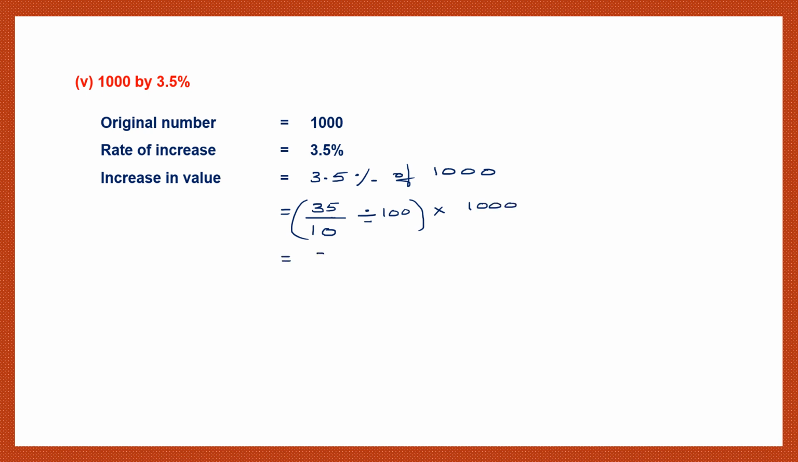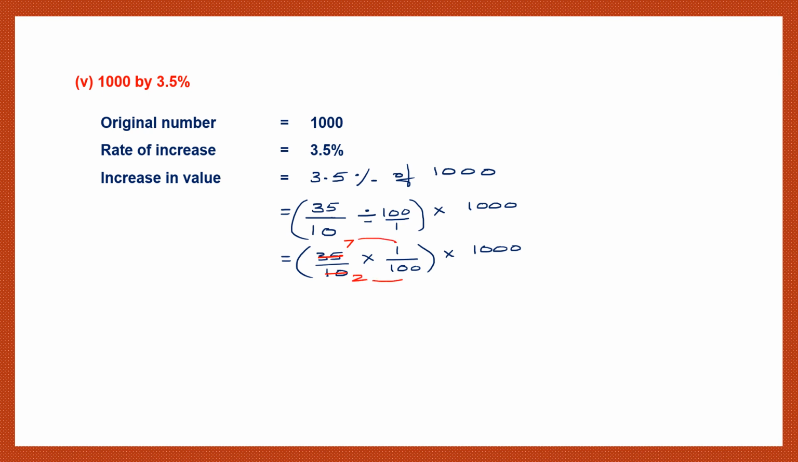So this becomes 35 by 10. Division changes to multiplication. 100 by 1 becomes 1 by 100. So this is into 1000. Now let's cancel what we can here. I can cancel 35 and 10 or 35 and 100 by 5. 5 sevens are 35, 5 twos are 10. Now nothing more to cancel.